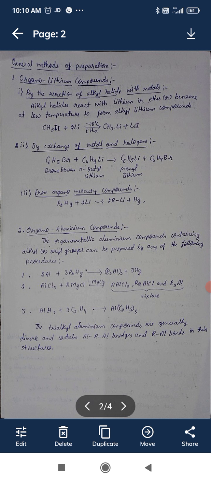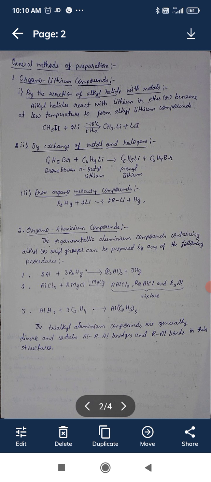So we have some methods for preparing organolithium compounds by reaction of alkyl halide with metals. Here we have taken methyl iodide, which reacts with lithium in presence of ether at minus 10 degrees to give methyl lithium. Another method is by exchange of metal and halogens. When bromobenzene is made to react with n-butyl lithium, you get phenyl lithium, which is also an organolithium compound.